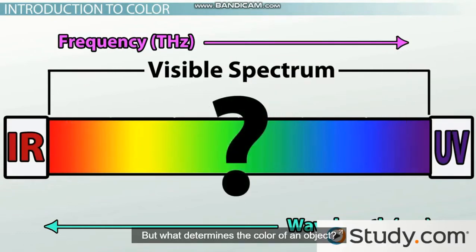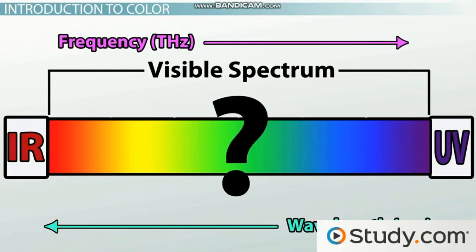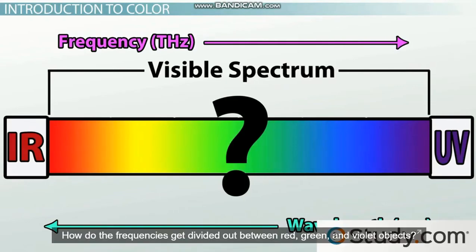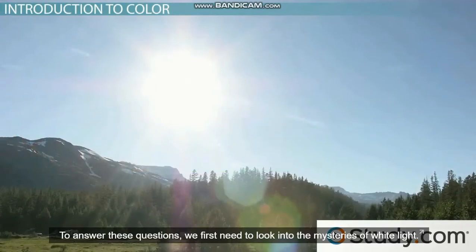But what determines the color of an object? How do the frequencies get divided out between red, green, and violet objects? To answer these questions, we first need to look into the mysteries of white light.